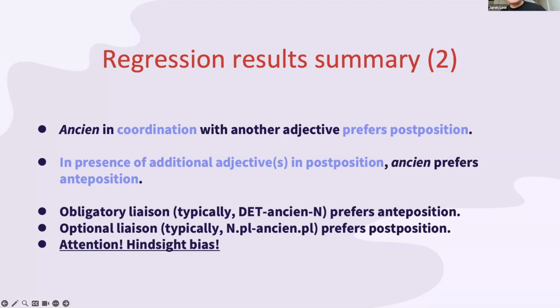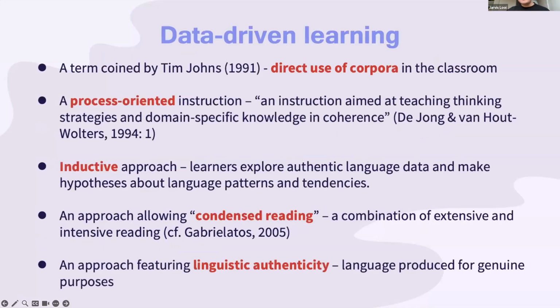Okay, and lastly, we have liaison. Obligatory ones prefer NT position and optional ones prefer post position. So having learned everything that we need to know about the placement of ancien, we can move on to the second part, to create classroom activities based on this result using the techniques of data-driven learning.